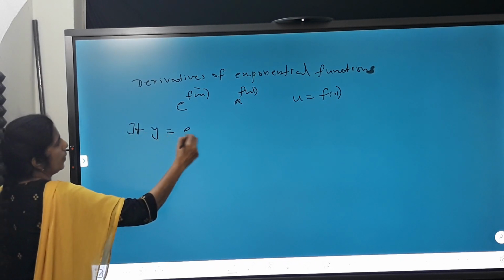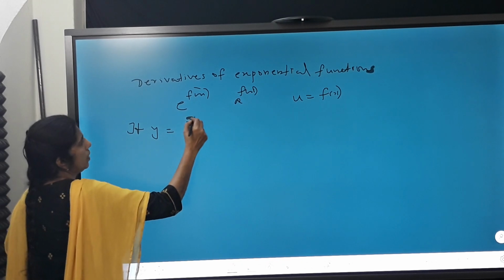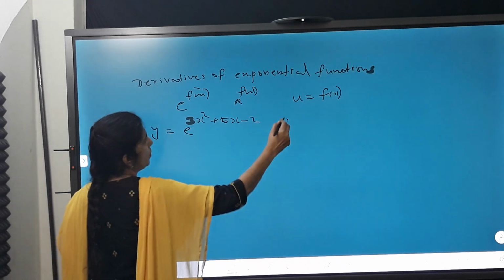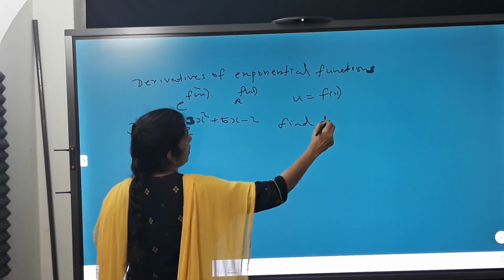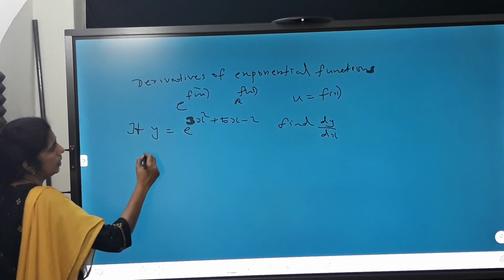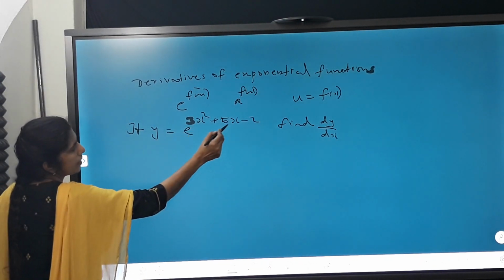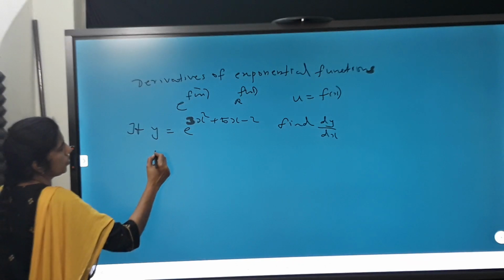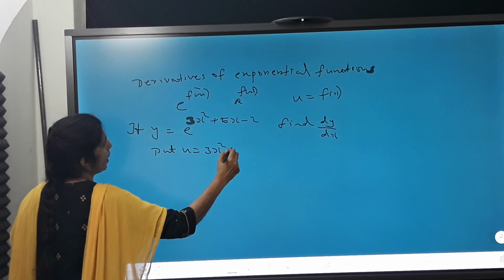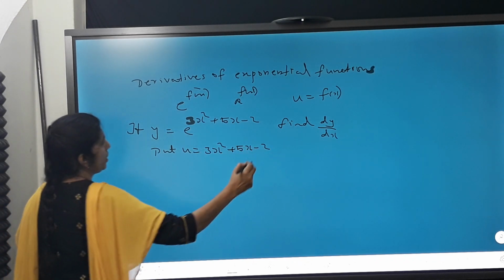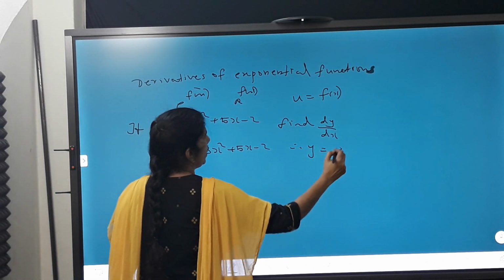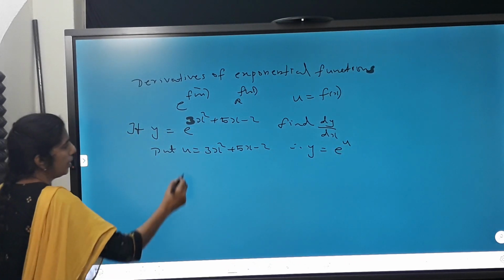If y equal to e raised to 3x square plus 5x minus 2, find dy by dx. So our f of x is 3x square plus 5x minus 2. So we use the substitution u equal to 3x square plus 5x minus 2. So our y is equal to e raised to u.